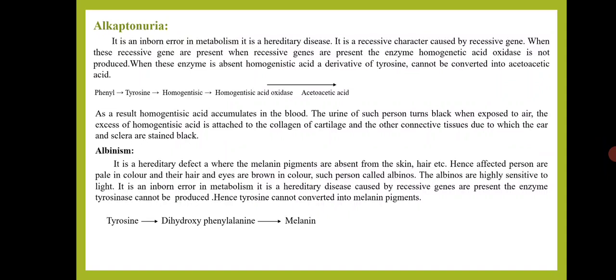This is a hereditary defect where the melanin pigment is absent from the skin. Hence, affected persons are pale in color and their hair and eyes are brown in color. Such persons are called albinos. The albinos are highly sensitive to light. It is an inborn error in metabolism. It is a hereditary disease caused by a recessive gene, in which the enzyme tyrosinase cannot be produced. Hence, tyrosine cannot be converted into melanin pigment.